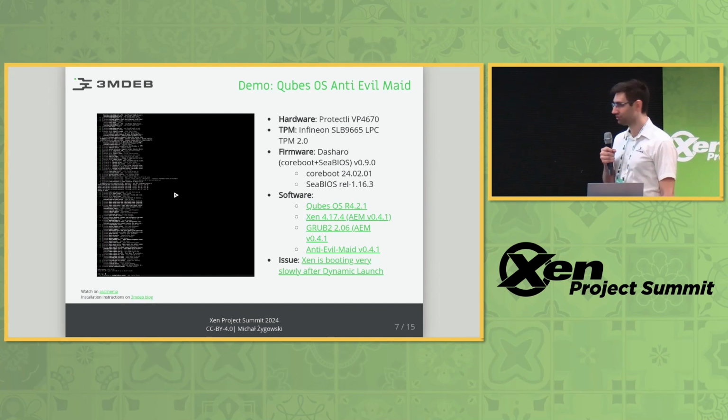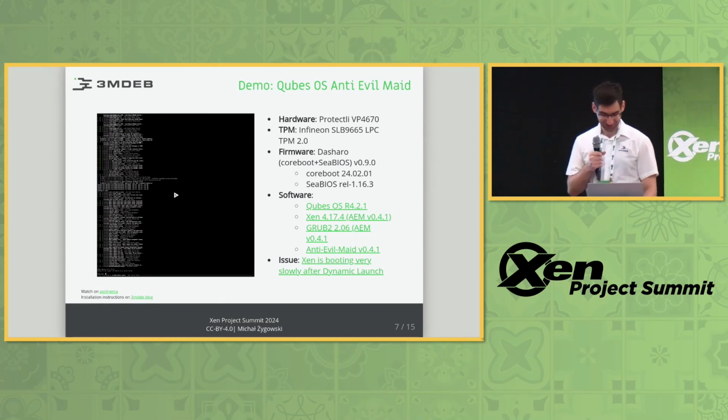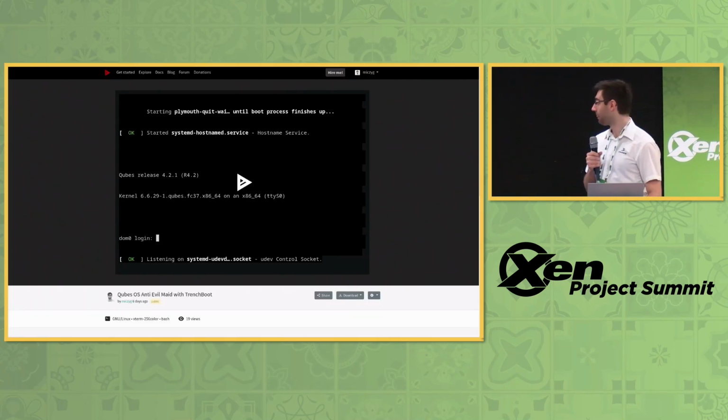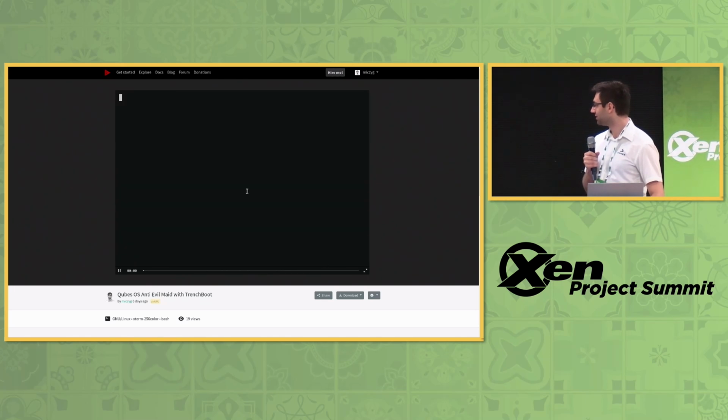And here I have a short demo of TrenchBoot running on Qubes OS with Anti Evil Maid software. I have made it on a Protectli VP4670 platform, which runs open source firmware. So it's another advantage, because you can modify everything, fix everything you want, almost. And yeah, I'll just go through the boot flow a little bit and explain what is happening in the various stages.